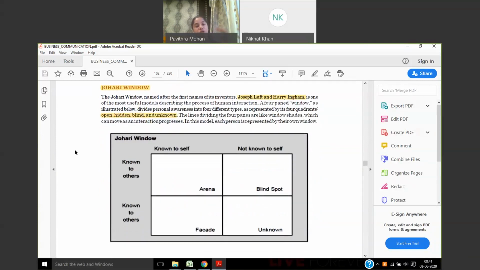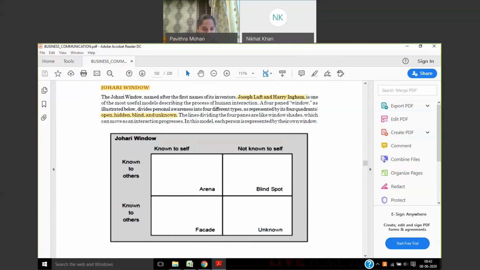Then we have a concept called the Johari window. Just like your SWOT analysis and other analyses in business communication, they have concentrated on one concept called the Johari window. It was developed by Joseph Luft and Harry Ingham. These were the two people who came up with this concept. They made it into 4 different quadrants: arena, facade, blind spot, and unknown. In the Johari window, there is what is known to others and what is known to self.